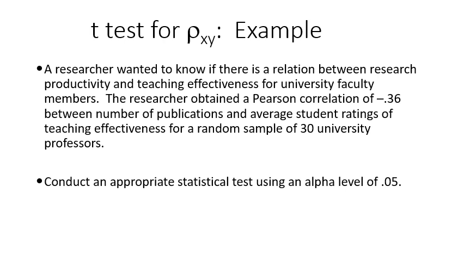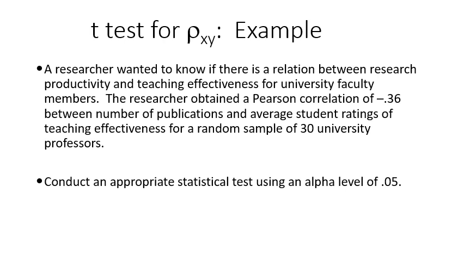So let's look at this. Let's look at some examples here real quick. So first, a researcher wants to know if there is a relationship between research productivity and teaching effectiveness for university faculty members. The researcher obtained a correlation of negative 0.36 between number of publications and average student ratings of teacher effectiveness for a random sample of 30 university professors, conducting appropriate statistical tests.